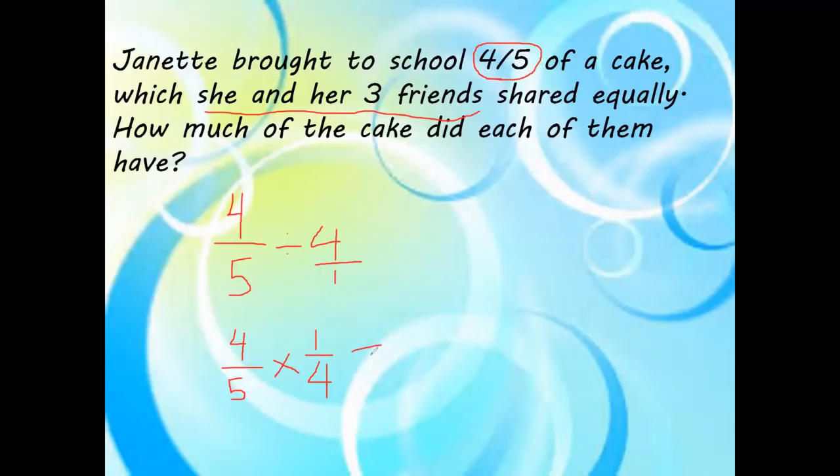Okay, so we could still use cancellation. So we could cancel 4 and 4. So divide it by 4. So 4 divided by 4 is 1. 4 divided by 4 is 1. So 1 times 1 is 1. 5 times 1 is 5. So it means each of the 4 friends, or each of them, will have 1/5 of the cake. Okay, so the answer is 1/5 of the cake.